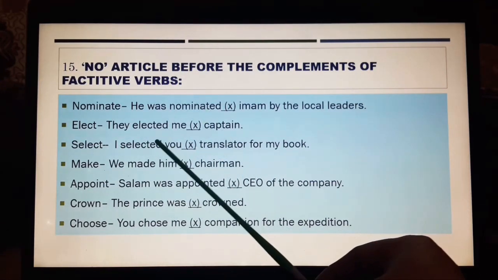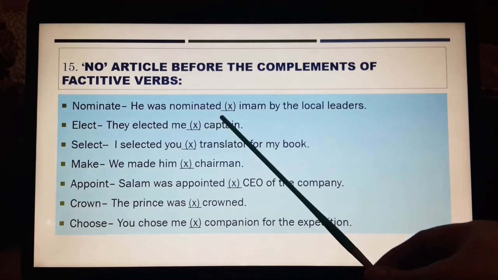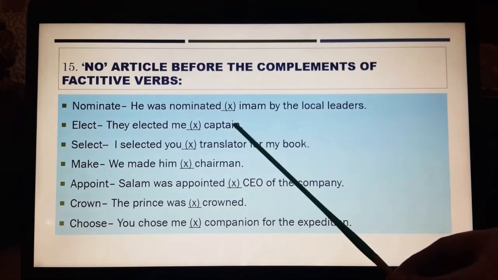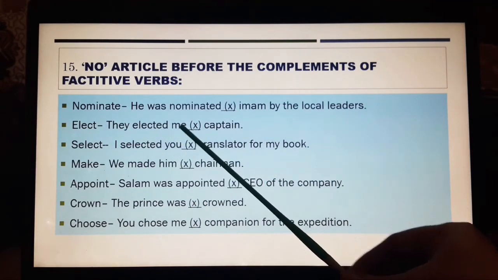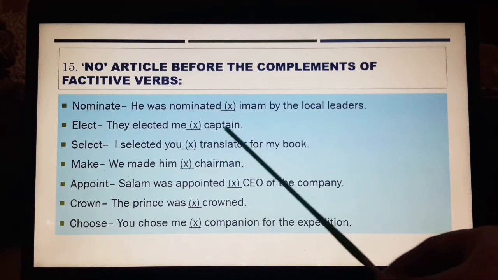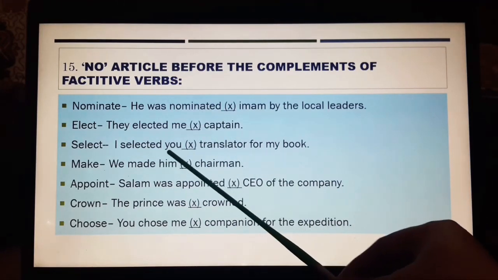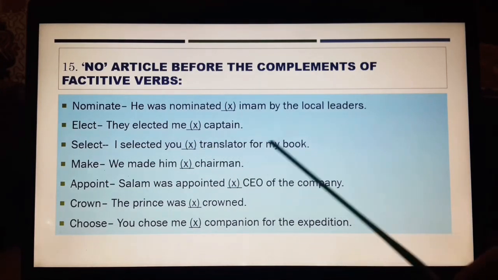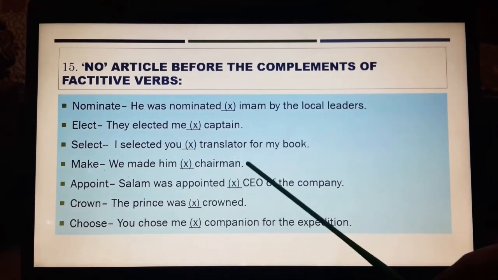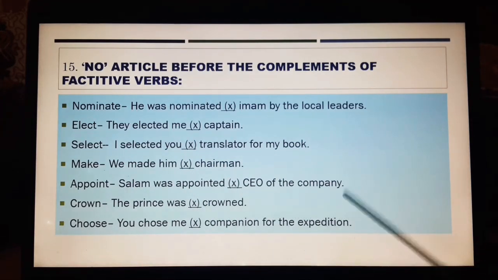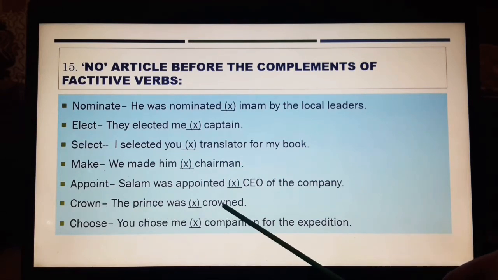So here we did not use an article before the complement of the factitive verb. They elected me what? They elected me captain. So we did not use any article before captain. I selected you translator for my book. We made him chairman. Salam was appointed CEO of the company. The prince was crowned. You chose me companion for the expedition.